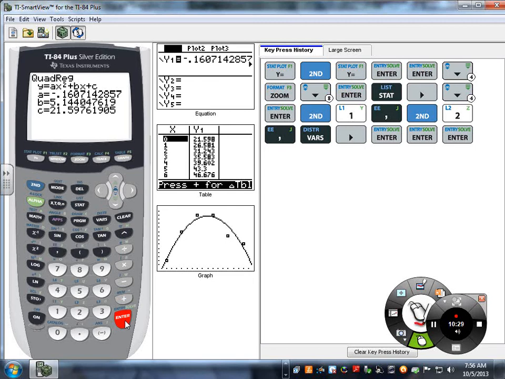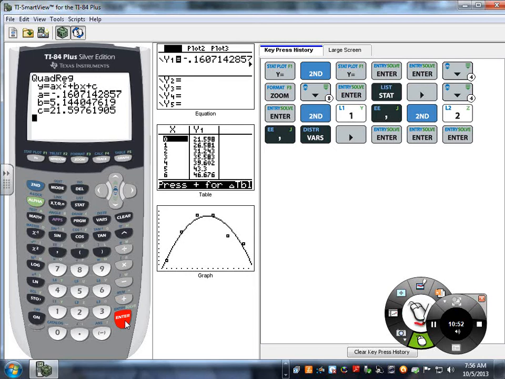Okay. And you can see the A, the B, and the C values that it calculated. Now, on our note guide, it said to record these values to the nearest hundredth. So for A, we're going to use negative 0.16, for B, 5.14, and for C, 21.6, based on how that would round.